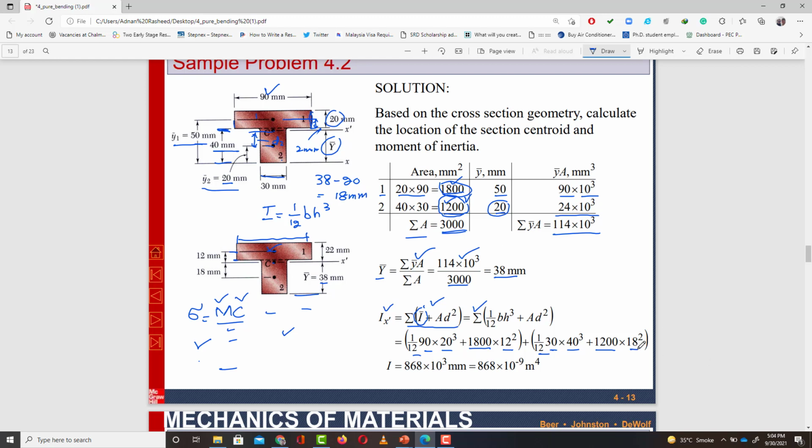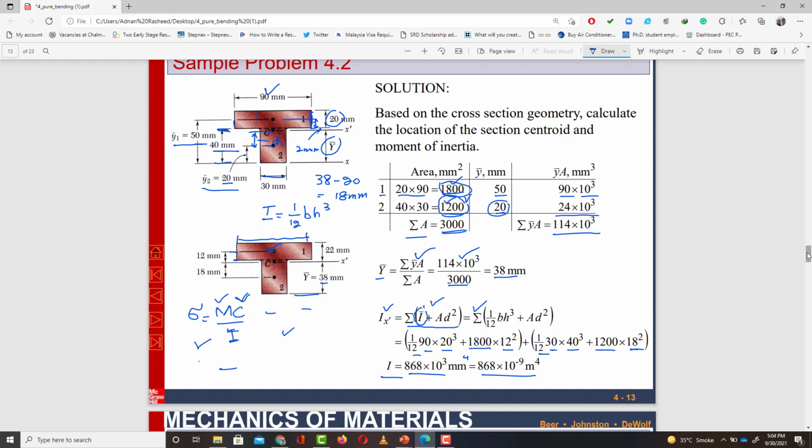So when you put 18 and take square, and calculate this, you will get I equal to 868 into 10 raised to power 3 mm 4. This is mm 4, and when you convert into meter it will be this. Now we have M value, we can also find c, and we have I value as well.